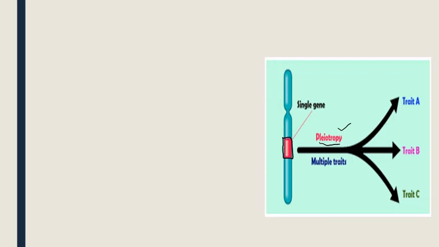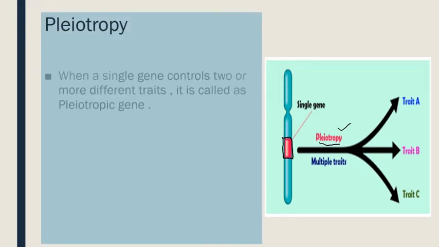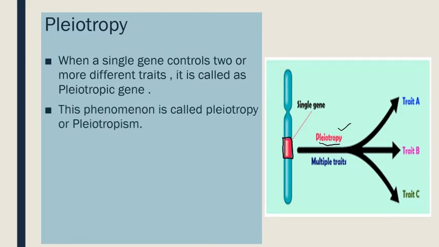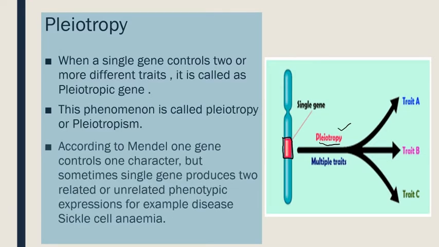So when changes in a single gene bring about a number of effects on phenotypes, characters or traits, it is called pleiotropy. When a single gene controls two or more different traits, it is called a pleiotropic gene, and this phenomenon is called pleiotropy or pleiotropism.